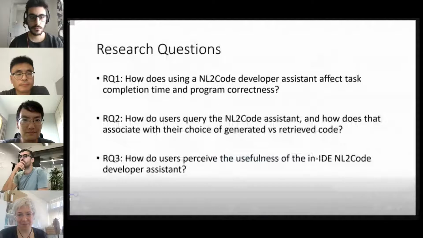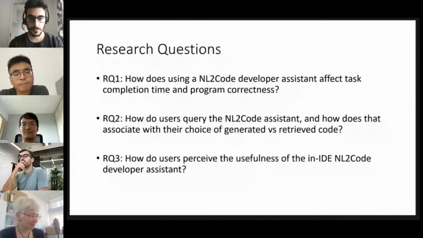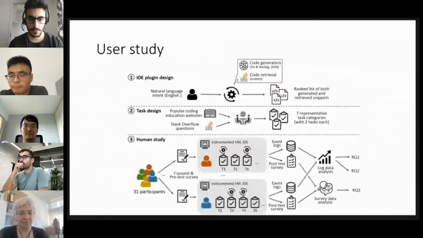And we propose 3 research questions. The first being, how does using a natural language code developer assistant affect task completion time and program correctness? And the second being, how do users query the natural language code assistant, and how does that associate with their choice of generated versus retrieved code? And the third is, how do users perceive the usefulness of the in-IDE natural language code generation assistant?